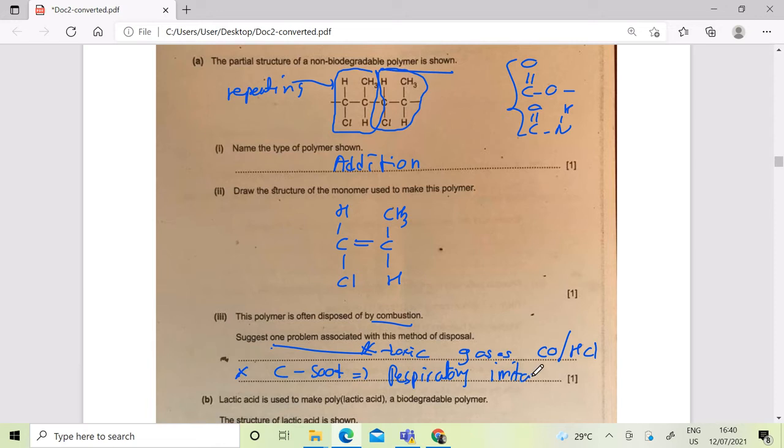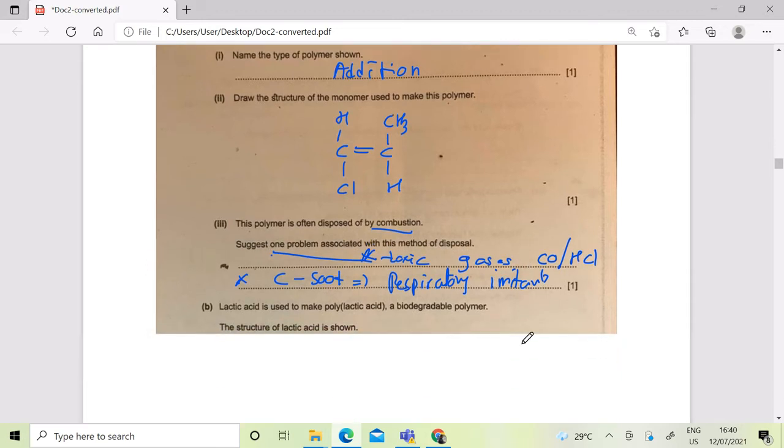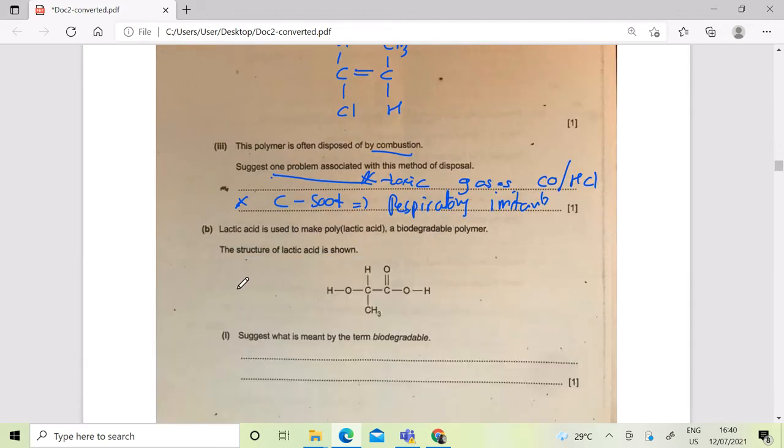So better always write the main thing, toxic gases. You know, carbon monoxide is very toxic. It blocks the hemoglobin, oxygen transport.